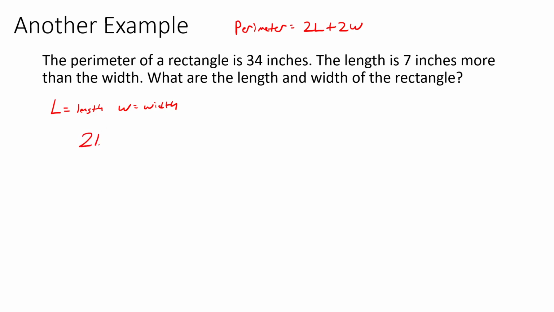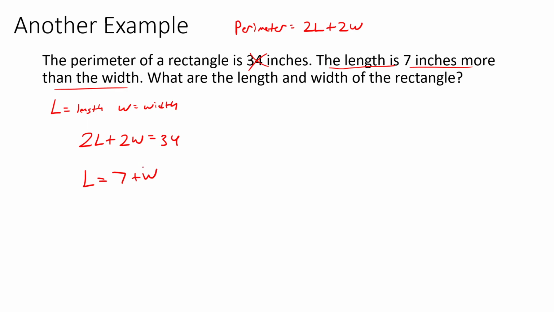So you can simply say 2L plus 2W equals, now when they tell you it's 34, instead of writing perimeter, just write whatever it equals. But you can just use that equation every time we're doing perimeter. So you've dealt with this. Now it's a matter of what do we do with the 7? The length is 7 inches more than the width. So the length equals 7 inches more than the width: 7 plus W, or W plus 7, either way.